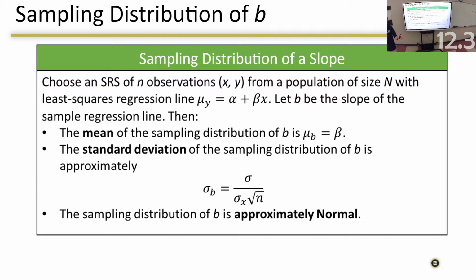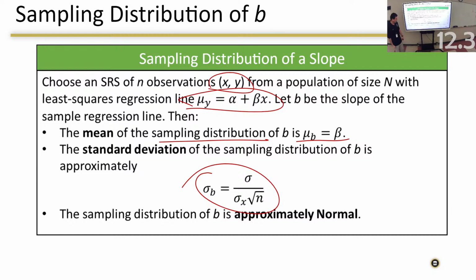Again, you don't need to know any of this stuff, okay? But if we choose an SRS from observations of x and y's, so I'm going to choose a point from the population of all the points, and this is the population line, then the mean of the sampling distribution is also equal to the mean of the population. And now I would have a standard deviation of the population. And then, of course, the sampling distribution will be approximately normal. Again, all this stuff is not needed to know.